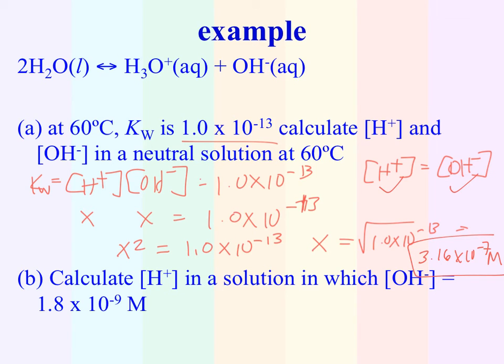And you can obviously always plug that number back into your equilibrium expression here, and that should subsequently give you your 1 times 10 to the negative 13th.